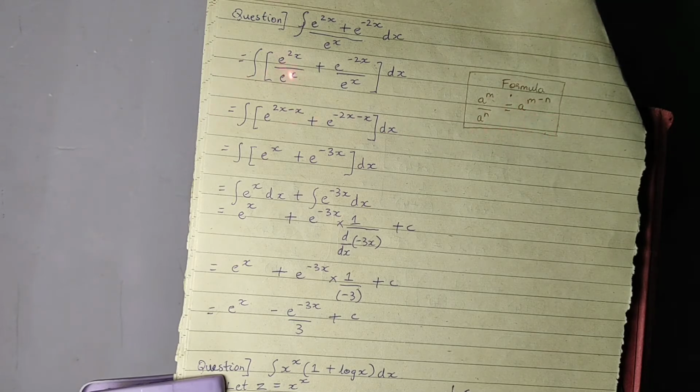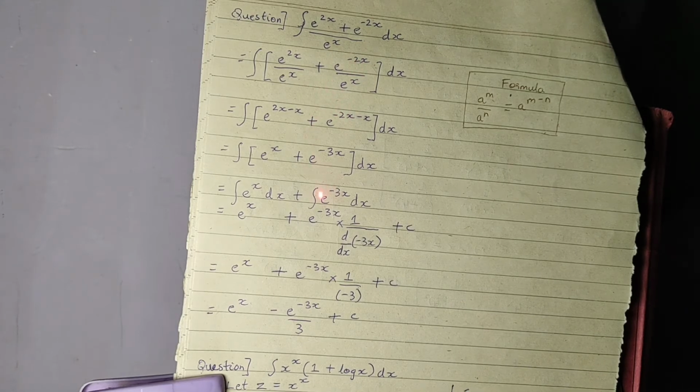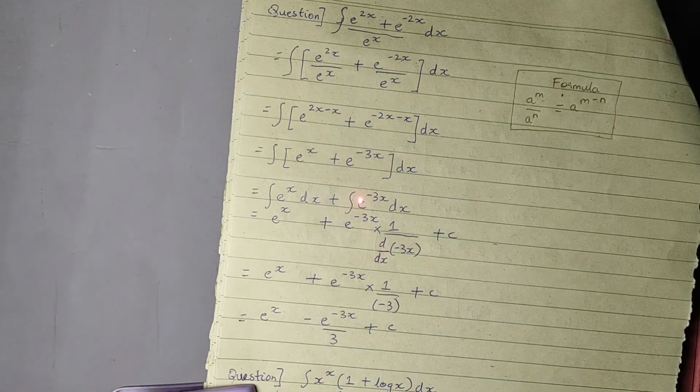So this, if you can see, if this e raised to x is taken on top, according to this indices formula, it will become minus. Okay, e raised to this minus 2x is already there. This, if you take on top, it will. So e raised to minus 2x minus x plus e raised to minus 2x minus x, square bracket close, into dx.